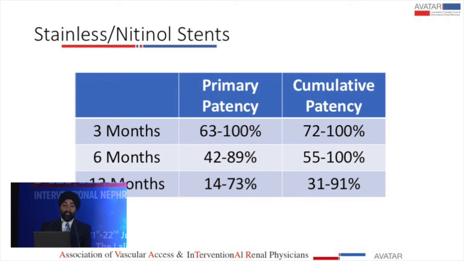So the older data, if you look at the stainless steel or the Nitinol bare metal stents, which are not covered and do not have any PTFE layer on them, the primary patency was a little better than what we saw with PTA alone, but the 12-month cumulative patency is again very marginal. Only 1 in 3 of those patients who had a bare metal stent were still functional at about 1 year after the procedure. So we cannot say that this is the ideal treatment for these patients.